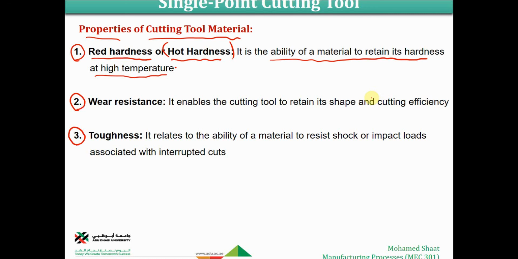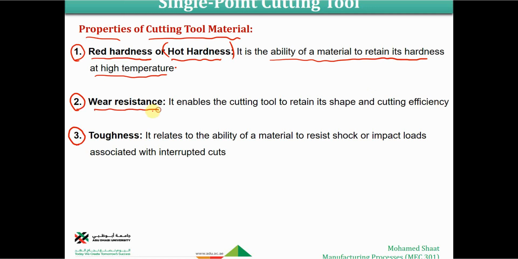This is different than just hardness. As I mentioned, it is about up to which temperature the material can maintain its hardness, or what is the maximum temperature level at which the material starts to lose its hardness. If it is high, it means that this is a good material and it can be used as a cutting tool for the machining operation.